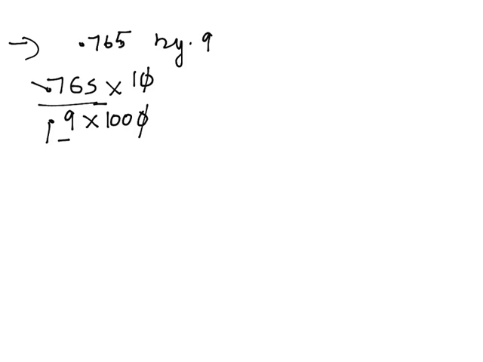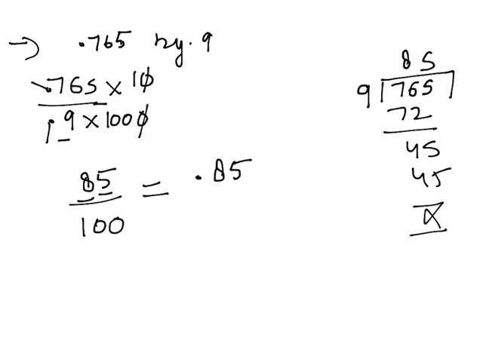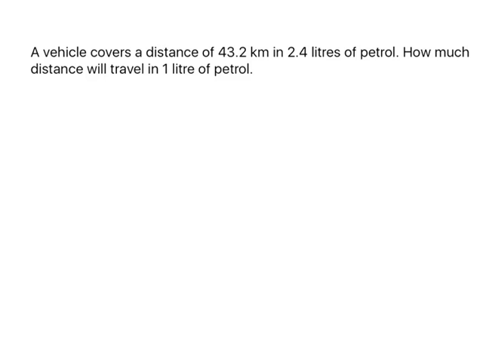So now what we'll do, we divide 765 by 9. Whatever answer we get, we will divide it by 100. So 9 times 8 is 72. It will give us 4. We copy 5. 9 times 5 is 45. So our answer is 85. And we will divide it by 100. When we divide it by 100, we know we start counting from the right and put the decimal point after 2 digits. So our answer will be 0.85.